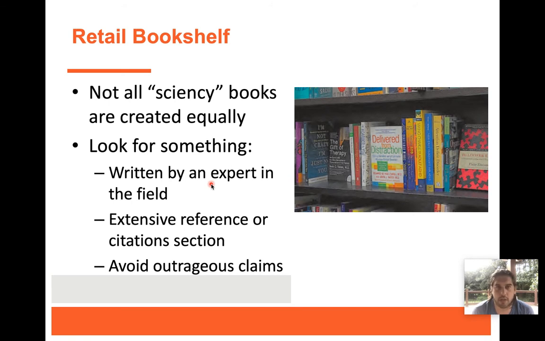Outrageous claims are just that. They're outrageous, right? So maybe a book titled 12 easy steps to become a genius, right? Probably bullshit, right? They're probably just trying to get you to buy the book. It's unlikely that that is going to be founded in really good science. Or if it is founded in good science, it's going to really mess it up and extrapolate too far from that science.